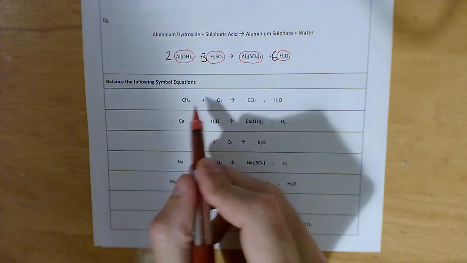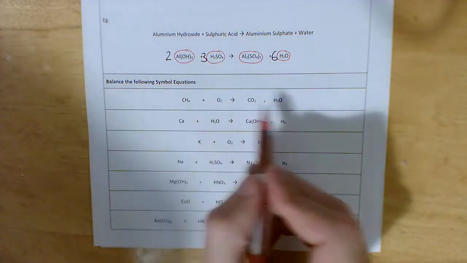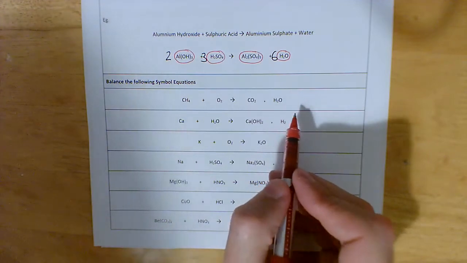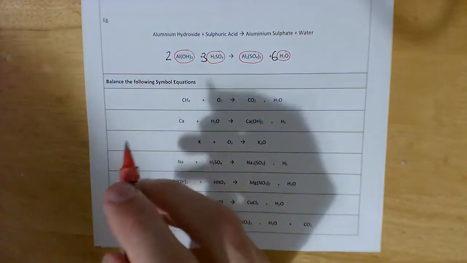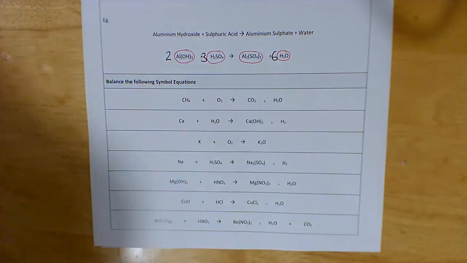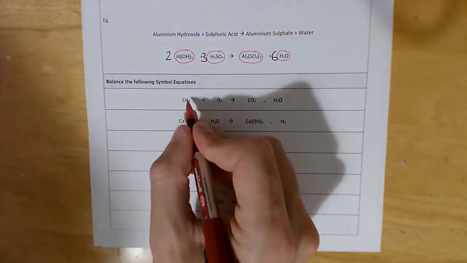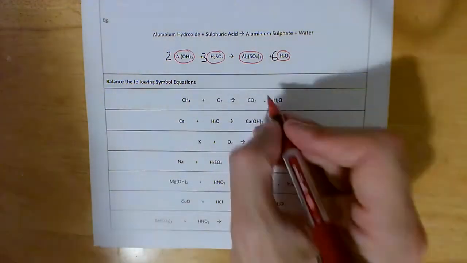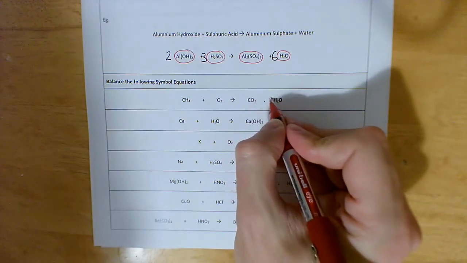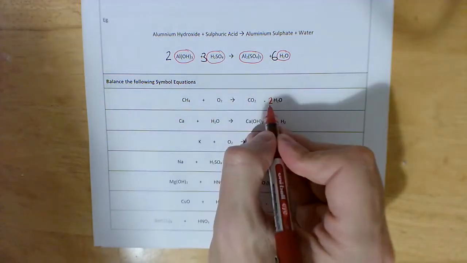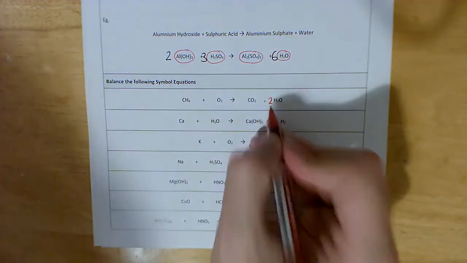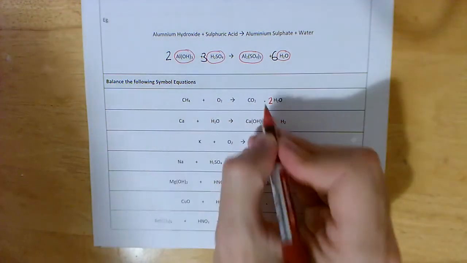So, combustion reactions, really simple. They're the easiest ones to balance because you just look at your hydrocarbon. How many carbons does it have? 1. So we need 1 CO2. How many hydrogens does it have? 4. So you need half as many H2Os because H2O's got 2 hydrogens. So if I've got 4, this is 2. If this was 6, this would be 3. If this was 12, this would be 6.